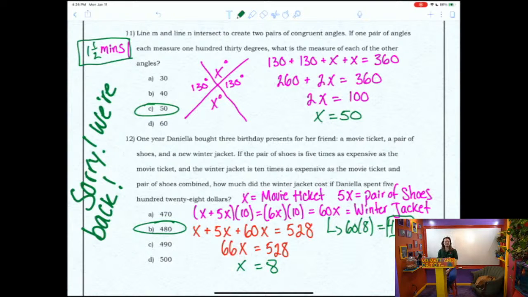Now notice 8 is not the answer here because they ask us not for the cost of the movie ticket, which is just x, but for the cost of the winter jacket, which is 60x. So we need to substitute 8, which is the value of x, in for the variable x in the expression 60x. 60 times 8 is going to be 480. So the answer to number 12 is B, 480.